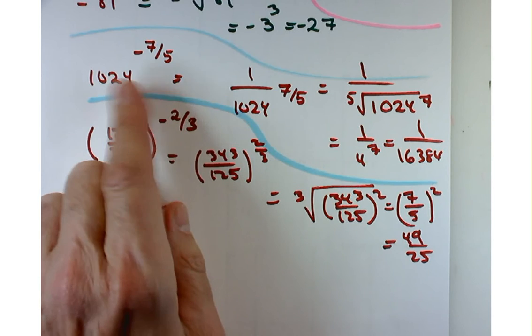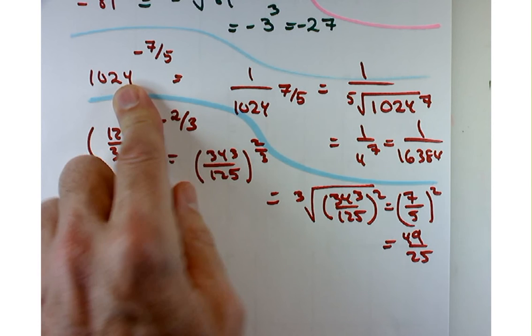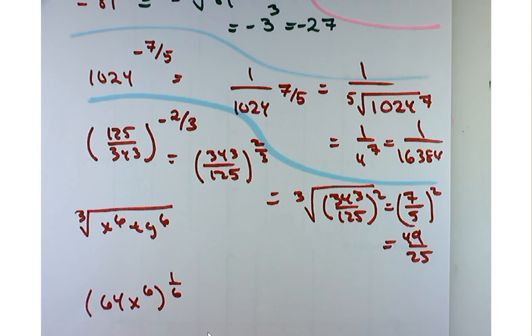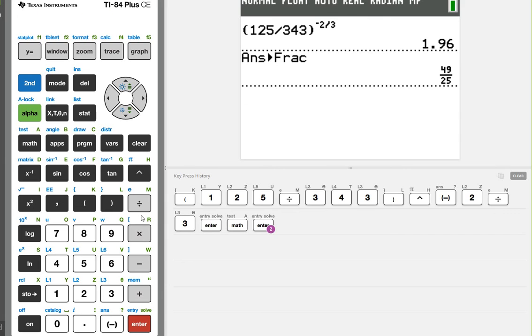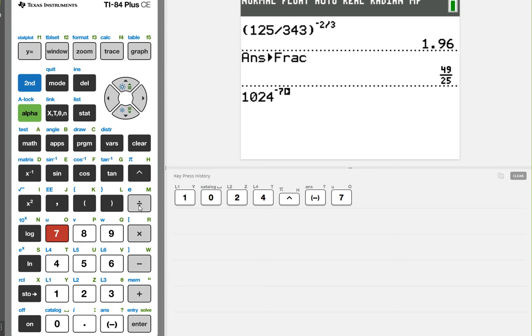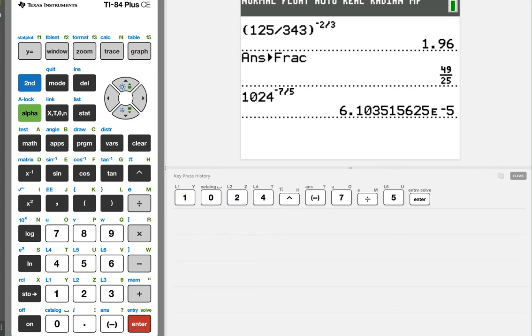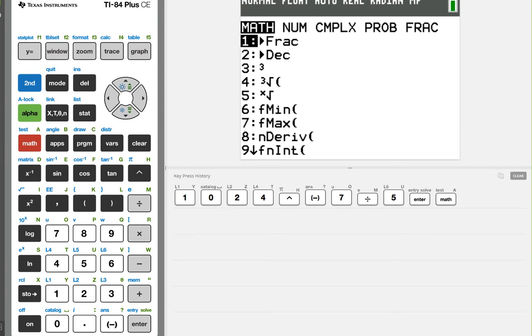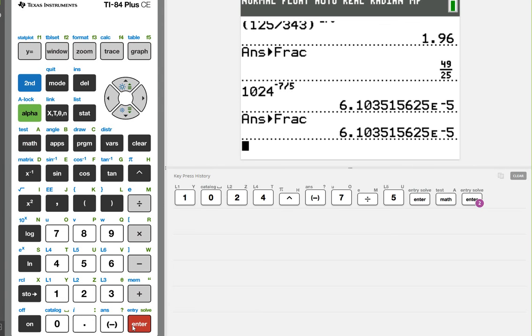Should we go back and do this one with our calculator too? Yeah, why not? So 1,024 to the negative 7/5 power. Let's do that one. So clear out this old stuff. 1024 raised to the negative. And make sure you use the opposite key on the bottom of the calculator, not the subtraction key, to enter your negative numbers. So pretty small, but I'm hoping I might be able to get away with the fraction stuff. No, it's too small so it doesn't quite recognize it.